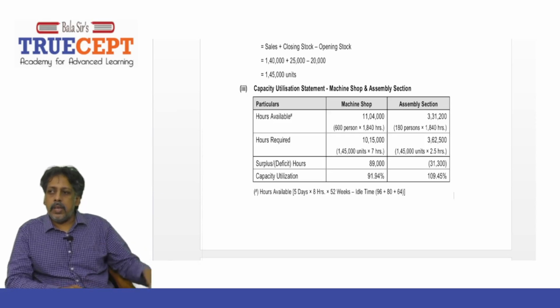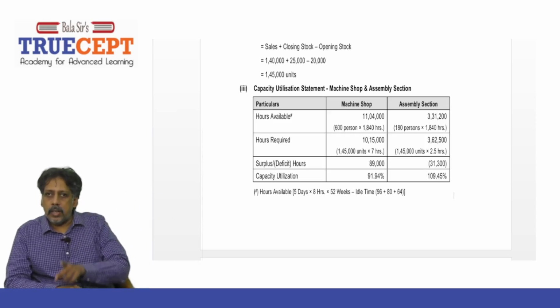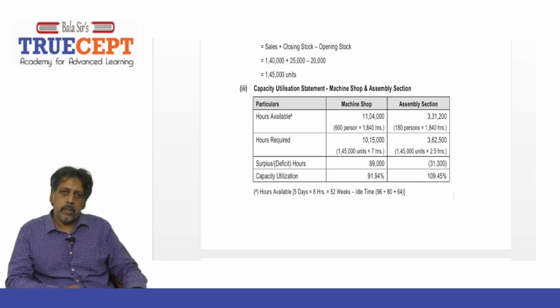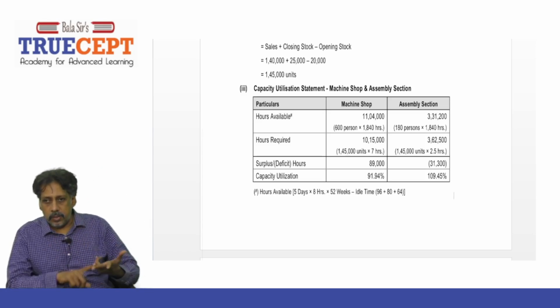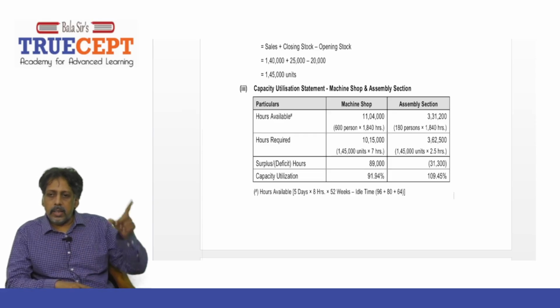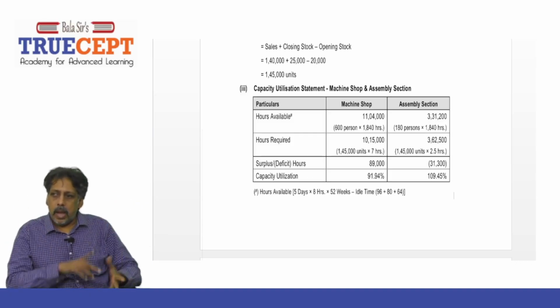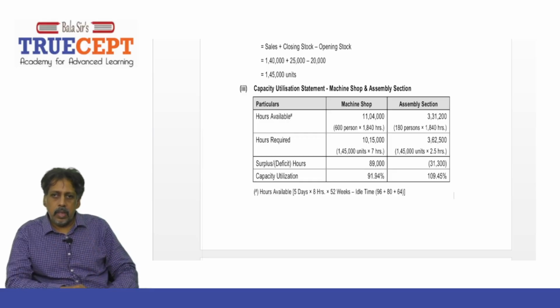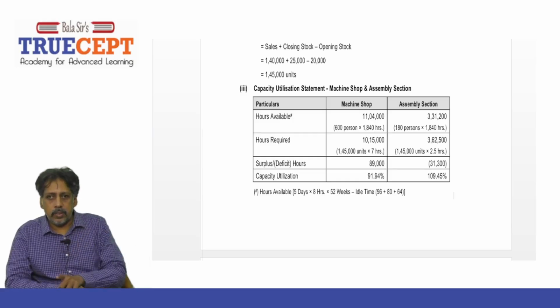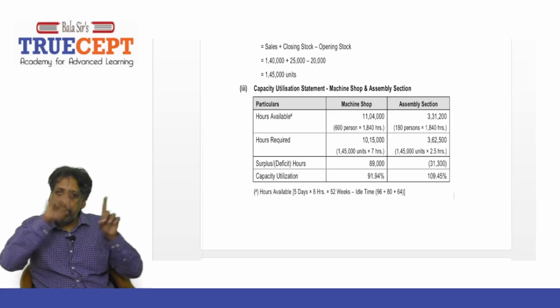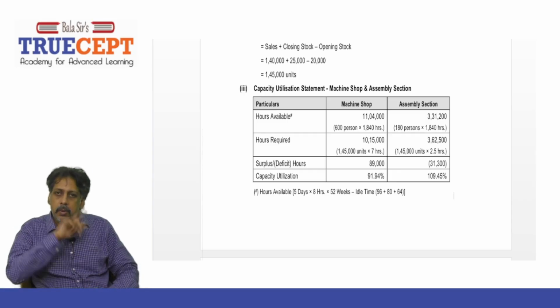And how many men are employed in the first department? 600 employees, right? Yes. So I can calculate the total hours available which can be worked by these people. I know one person can work for 1840 hours. Now have they made a table? Yes, sir. The table you read.